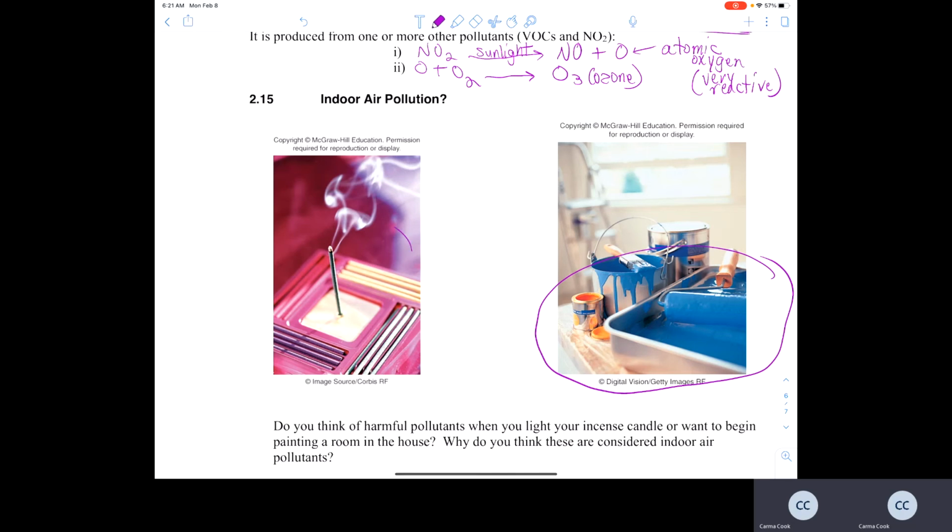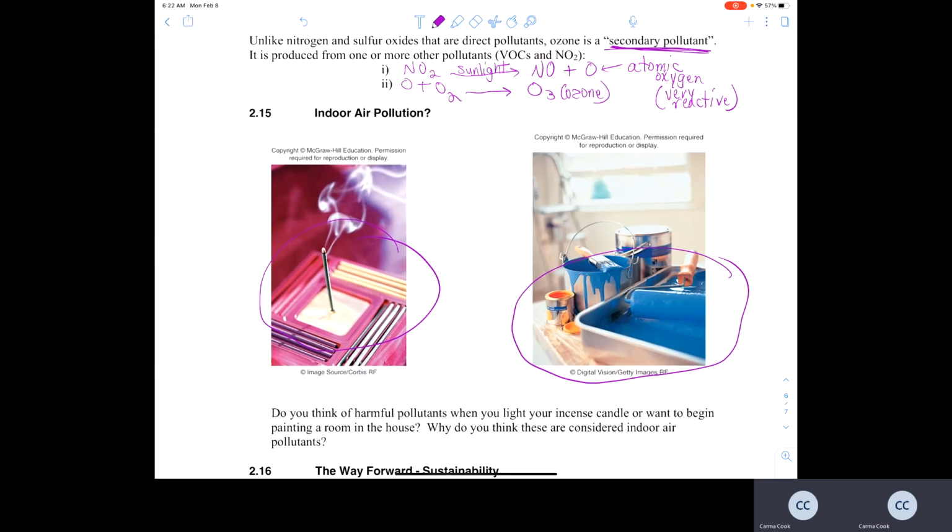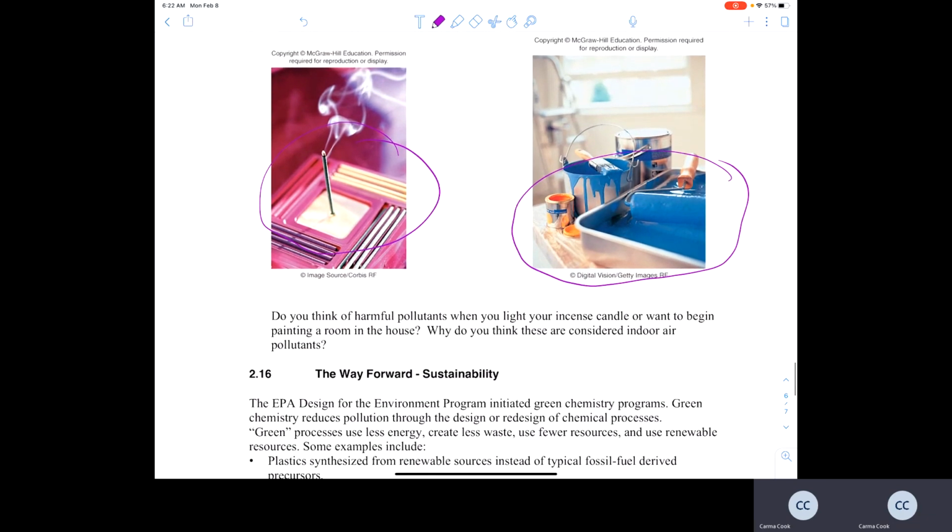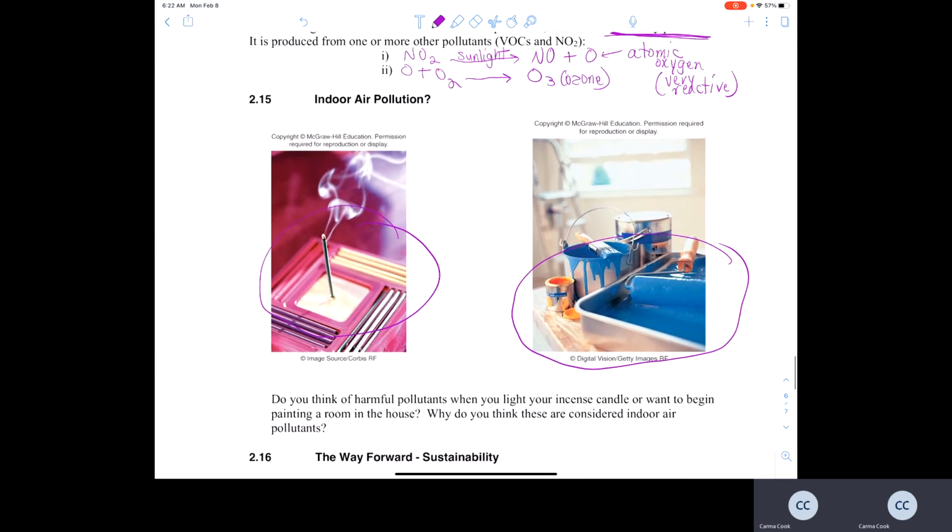Also, burning a candle or burning an incense. You may not even think about air pollution when you do those things. And again, it's important to read the labels on that incense or that candle and to make sure there aren't any dangerous chemicals that may break down to become air pollutants. So these can be air pollutants depending on what types of chemicals they contain.